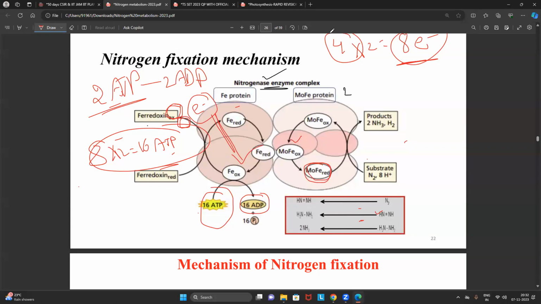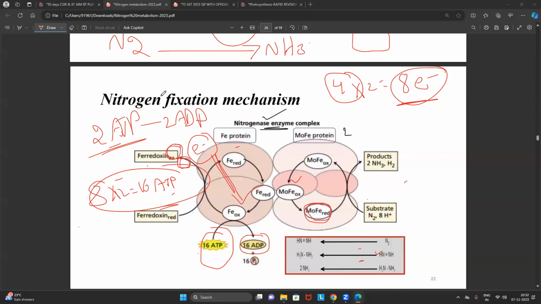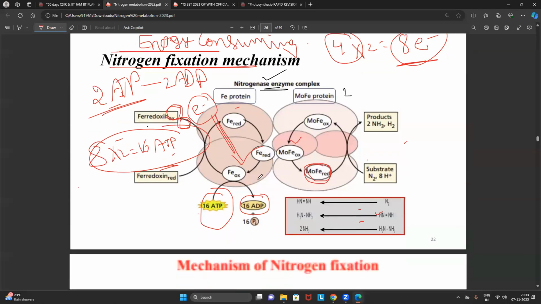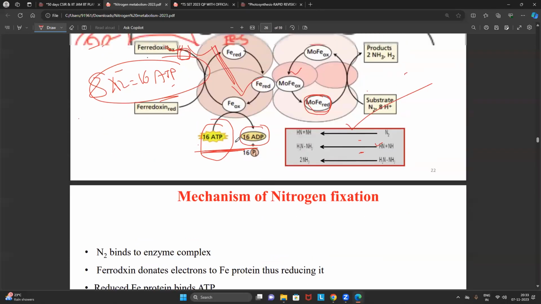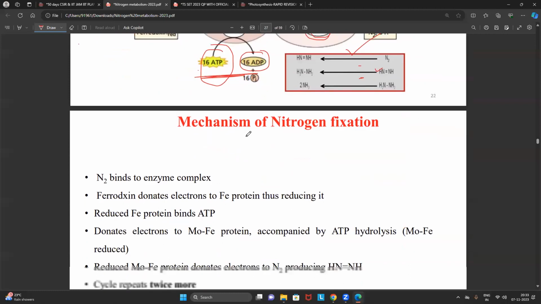molecules of ADP. That is the reason in a given statement, they always give a statement: nitrogen fixation is an energy consuming process. This is the first statement they usually give in the exam. Of course, it is a true statement, because we are spending 16 molecules of ATP. That's why it is an energy consuming process.